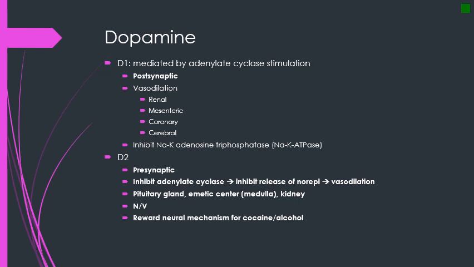On the D2 receptors, it works presynaptically, and it inhibits that adenylate cyclase, which inhibits the release of norepinephrine, and that inhibition produces vasodilation. And that occurs in the pituitary gland, the emetic centers of the medulla, so that patient will actually have nausea and vomiting, and it works in the kidneys for vasodilation. Now, this is also the receptor, that D2, that works for the reward mechanism for patients that are utilizing cocaine and alcohol.